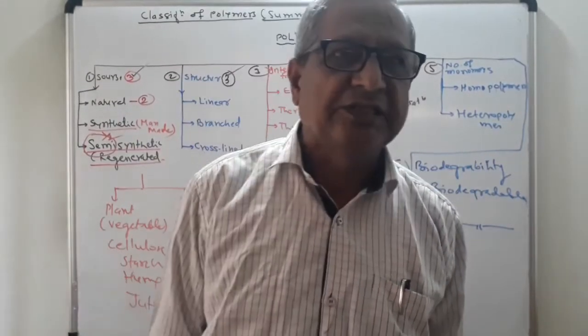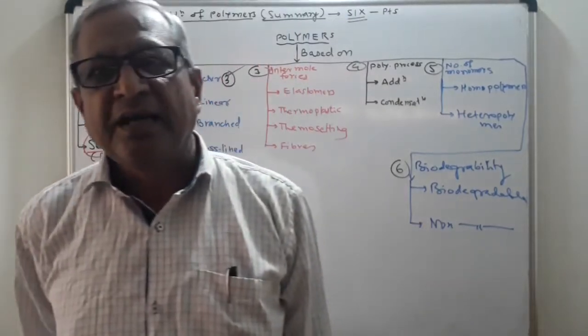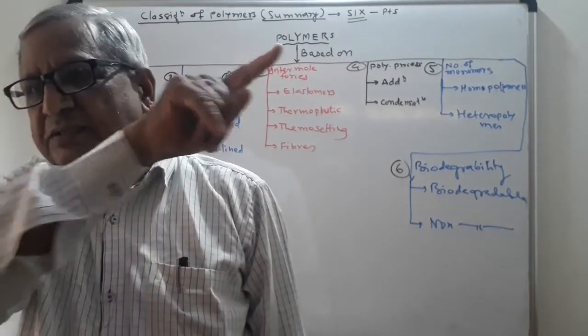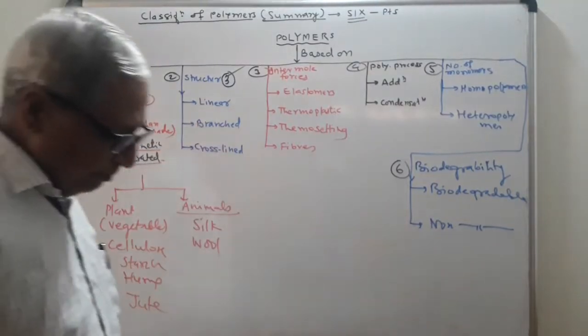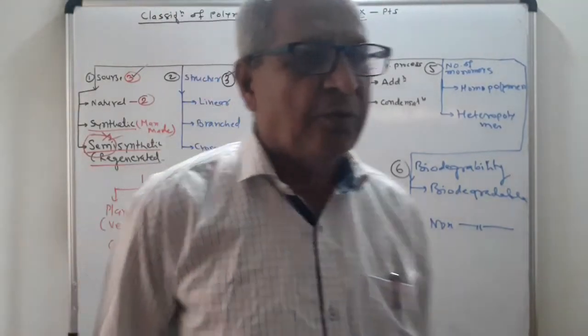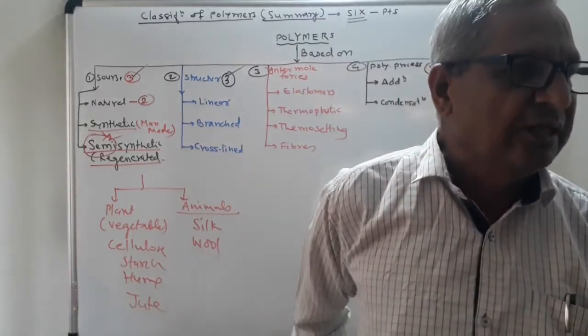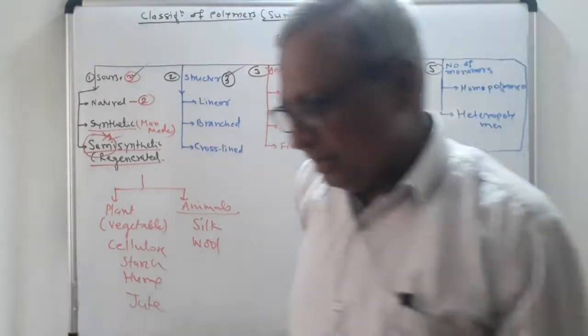There will be no side chain. All the elements such as carbon, hydrogen will be present in the straight chain. Therefore, they are called a linear polymer. The example of the linear polymer is polyethylene. So this is the example here.